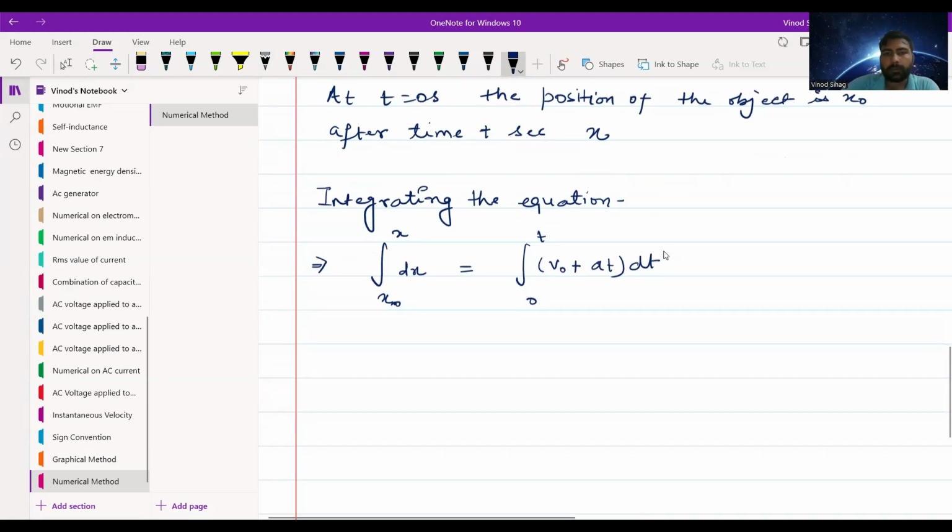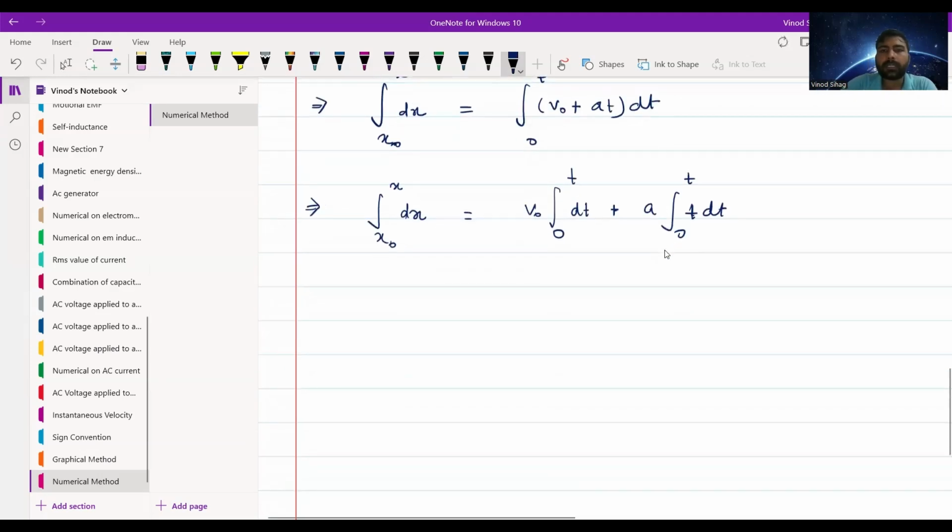Now we will apply the distributive property in the integration. So finally we will get the integral of dx from x naught to x equals v naught times the integral of dt from 0 to t plus a times the integral of t dt from 0 to t. Fine. So why are we taking v naught outside of the integration? Because it is the constant.